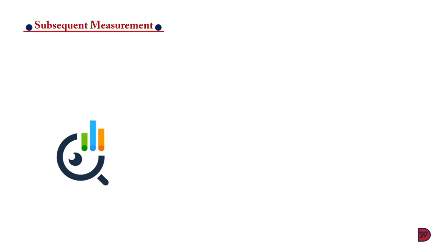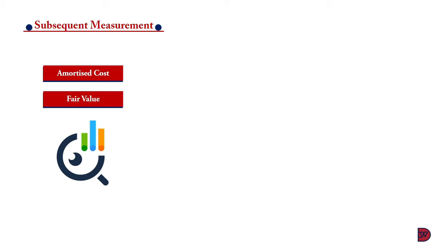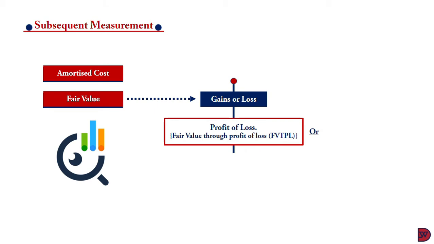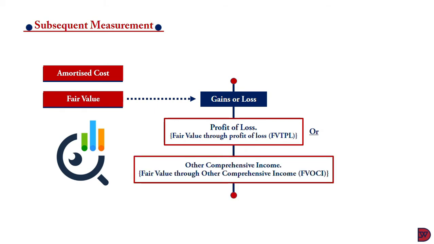Now look at the subsequent measurement. Financial assets are classified into those that are measured at amortized cost and those that are measured at fair value. Where assets are measured at fair value, gains and losses are recognized either entirely in the profit or loss account, that is fair value through profit or loss, or in other comprehensive income, that is fair value through other comprehensive income.